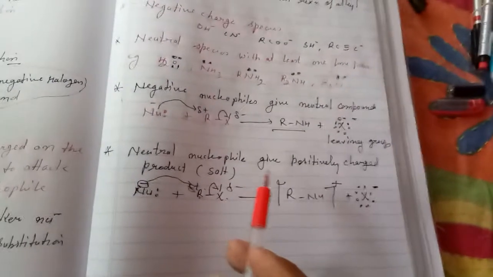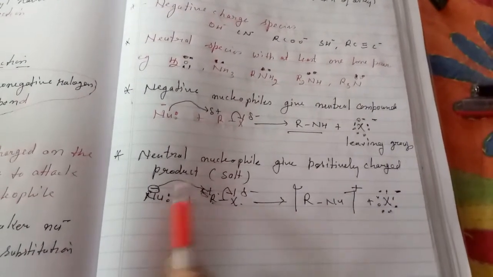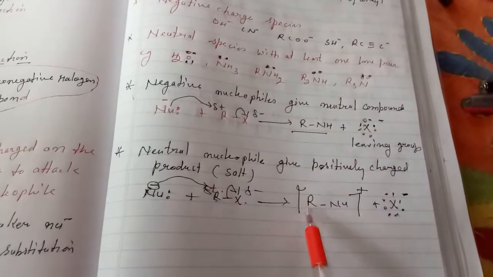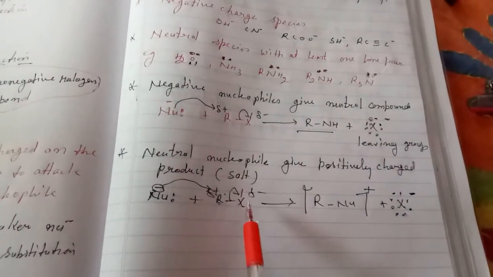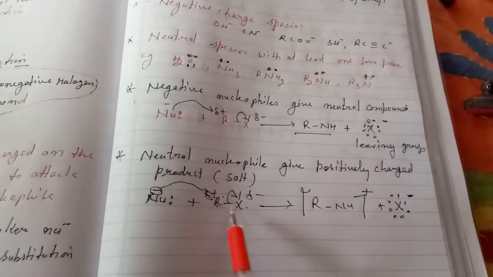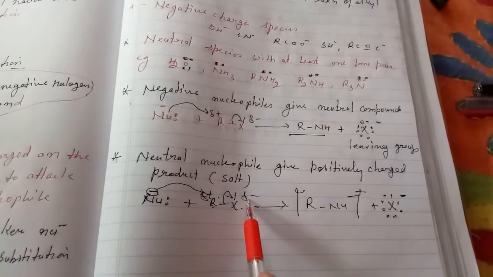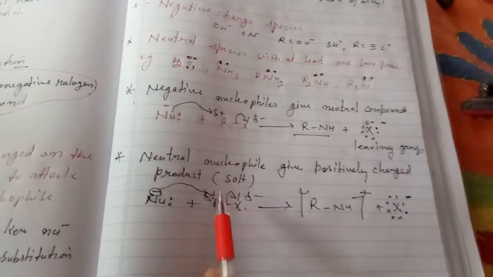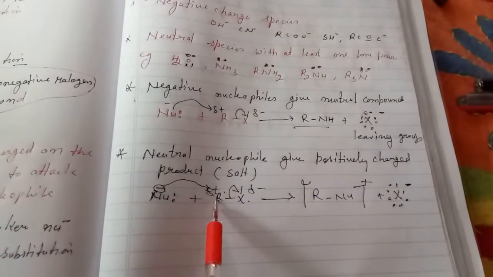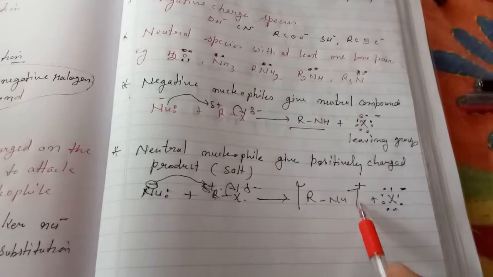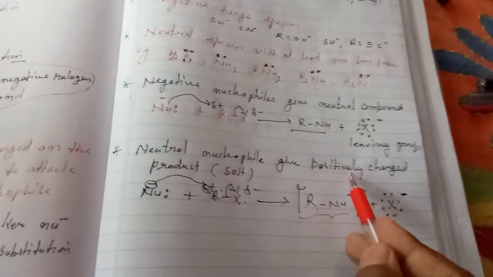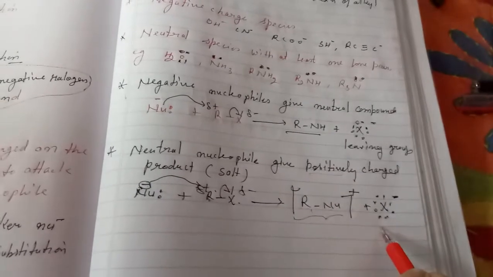Neutral nucleophiles give the positively charged product, a salt. Nucleophiles react with alkyl halides, and the bond between R and X breaks. X is partially negative and R is partially positive, and the nucleophile attacks the carbocation, then the compound is formed. This salt is positively charged, and X is the leaving group.